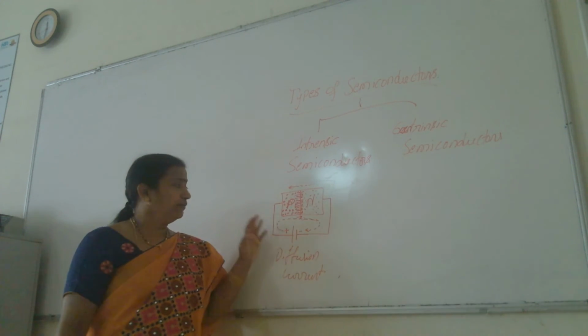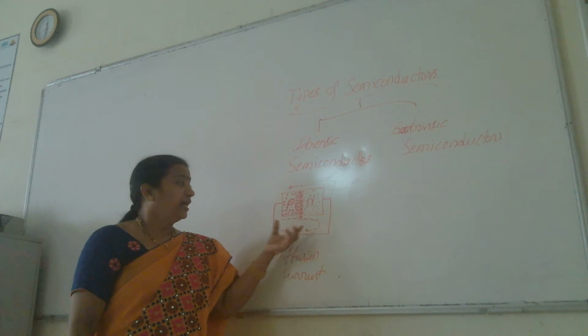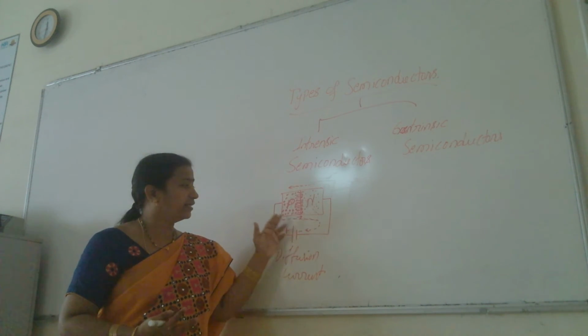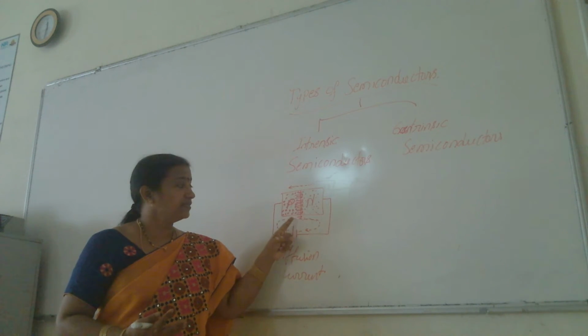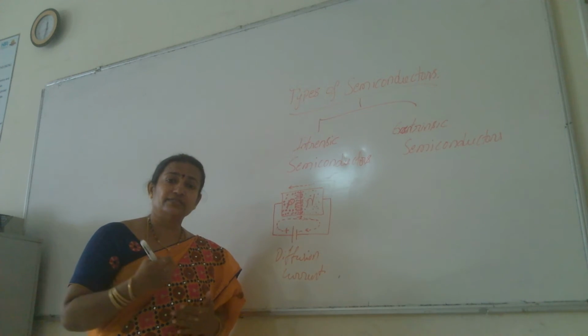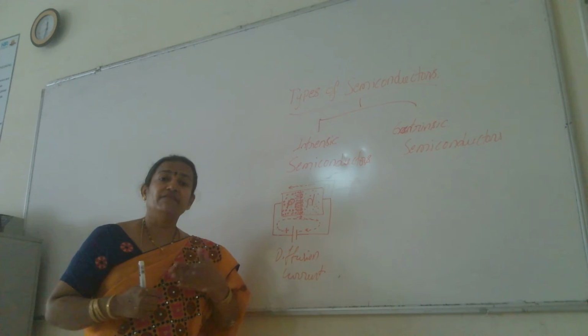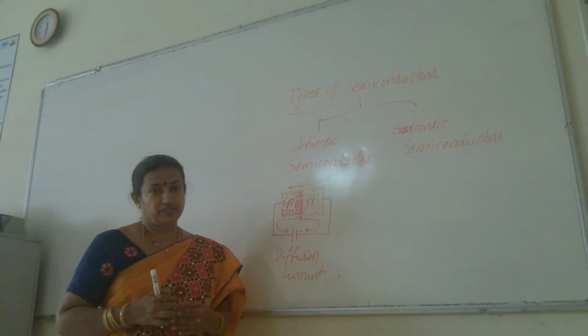Now we know that this allows a larger number of majority carriers to cross the junction. Because majority carriers can cross the junction as compared to minority carriers, it allows a very large current to flow through the PN junction diode.